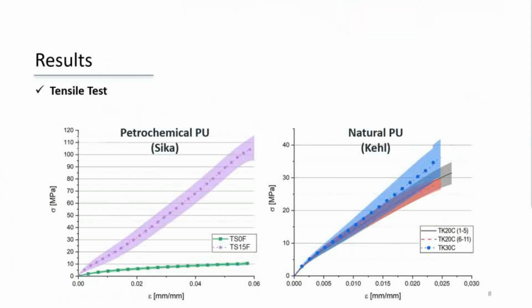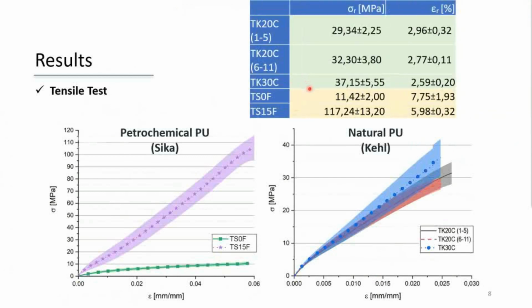For all the tests, the highest results were obtained for samples with Sika resin and fiberglass reinforcement, reaching a tensile strength of around 117 megapascal. Sika samples from the unreinforced group presented a maximum tensile value around 11 megapascal, a value that was consistent with the manufacturer's datasheet, which informs 13 megapascal with elongation at break of 80%. And these values from the pure Sika polyurethane are lower than those obtained in all Cal samples.